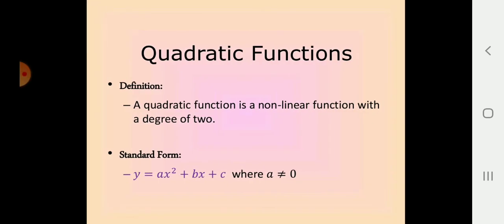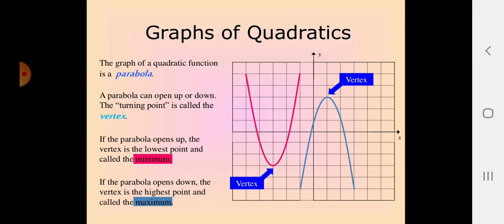So here are the definitions of quadratic functions. A quadratic function is a nonlinear function with a degree of 2. So the standard form is y equals ax squared plus bx plus c, where a is not equal to 0. So the graph of a quadratic function is a parabola.